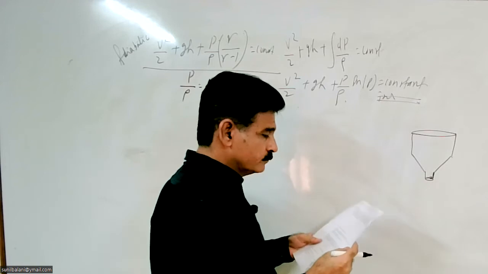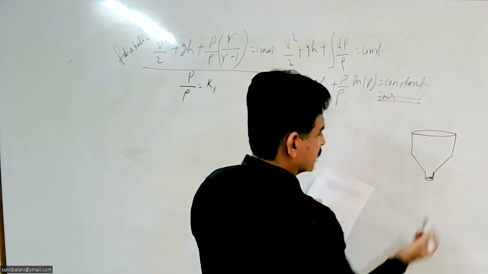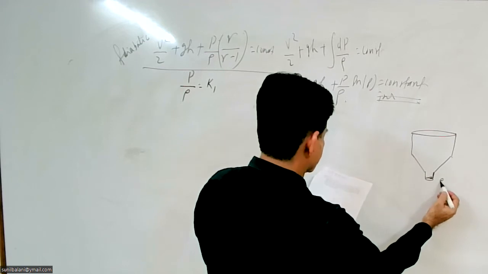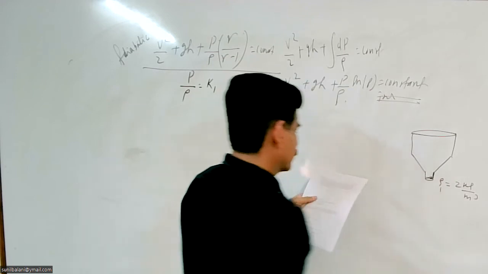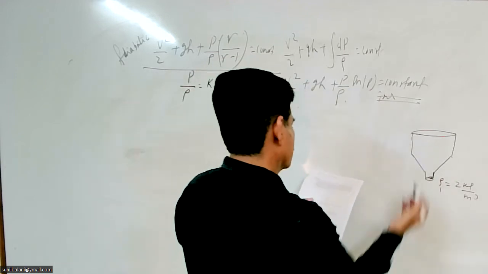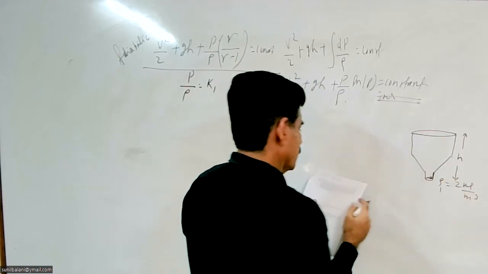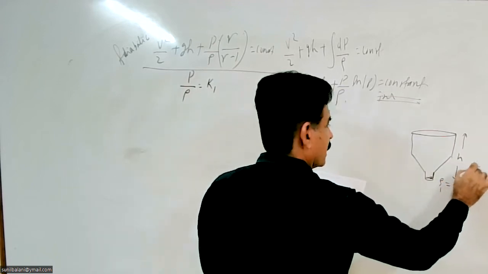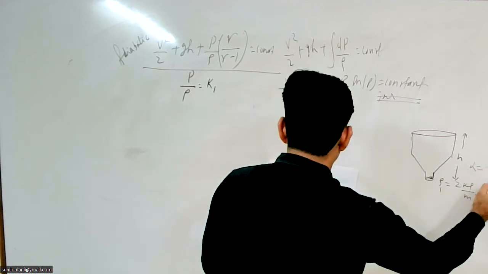Okay, fine. Ideal gas of density 0.2 kg per meter cube. Let me name it rho 1. Enters the chimney of height h. So this height is h. At the rate alpha is equal to 0.8 kg per second.